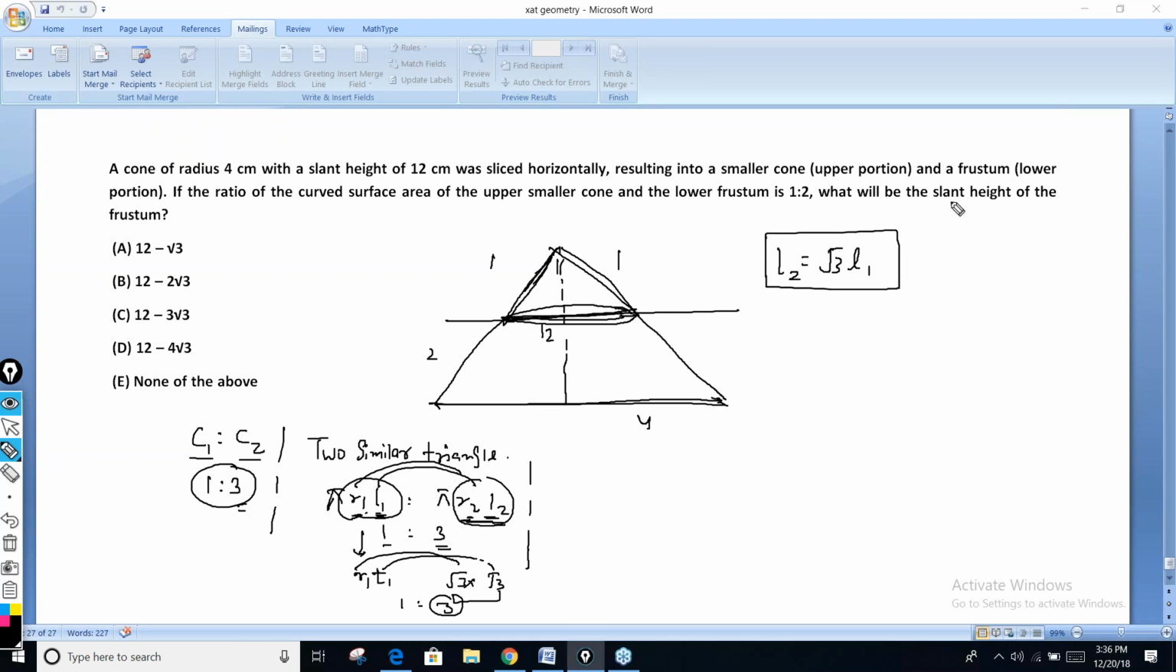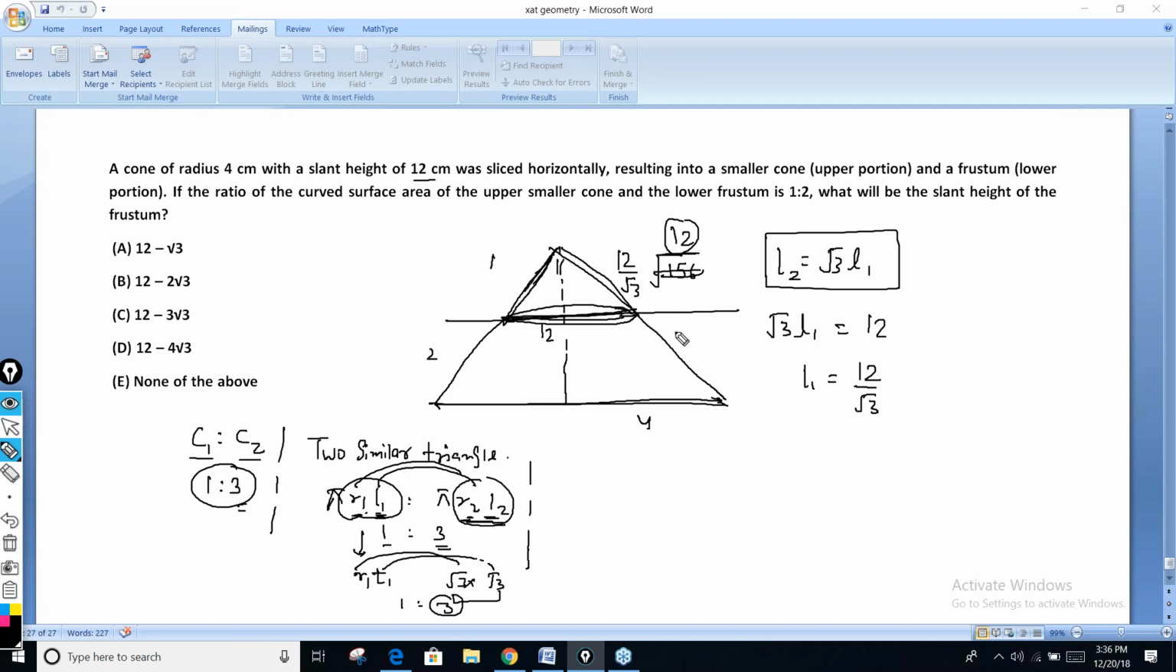So what do we need to find? The slant height of the frustum. If we know the slant height of the bigger cone, with radius 4 and height 12, the slant height will be root of 144 plus 16, that is 156. Okay, the slant height is given as 12, so root 3 L1 is 12, so this L1 will be 12 upon root 3. So the slant height of this part will be 12 upon root 3.